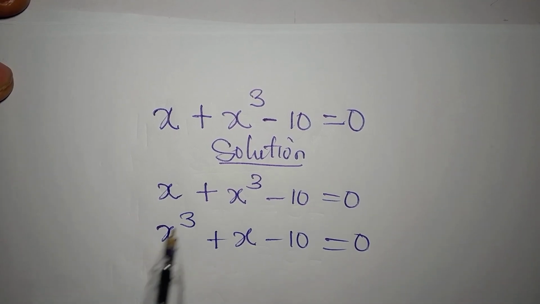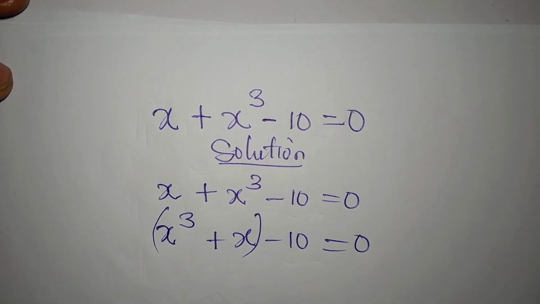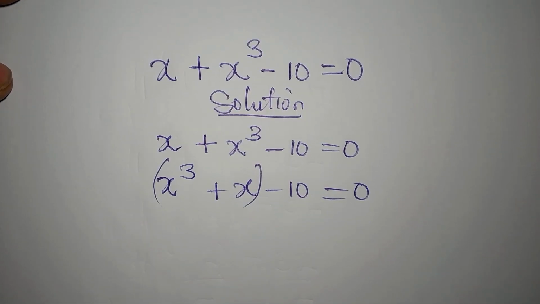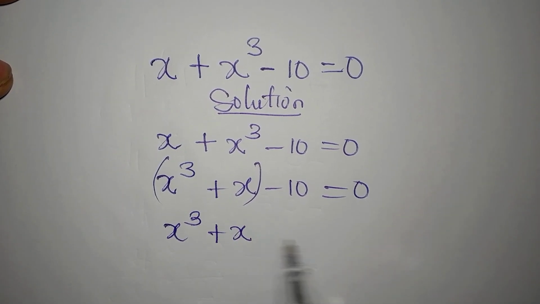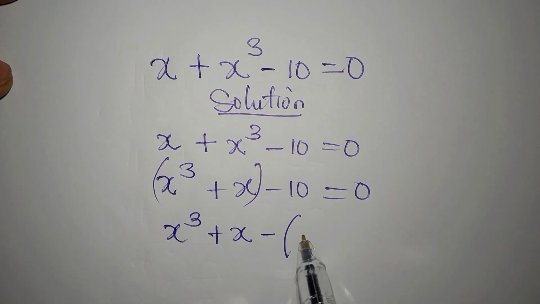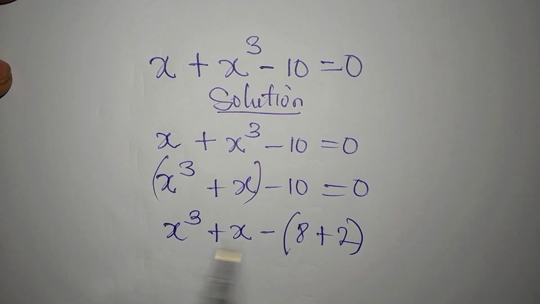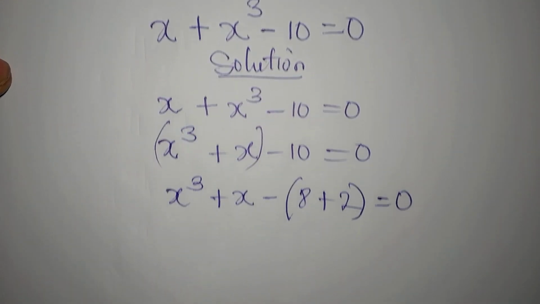Now one thing you should note is this. If we group this, it means that everything here should be equal to 10 before you can subtract and get 0, right? But then if that is the case, we have to write 10 in this form and see what we get. x to the power of 3 plus x minus 10 could have been 8 plus 2. I'm using 8 plus 2 because 8 can be in this form, and then we equate everything to 0.